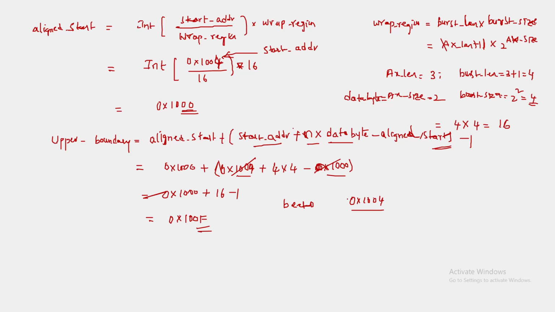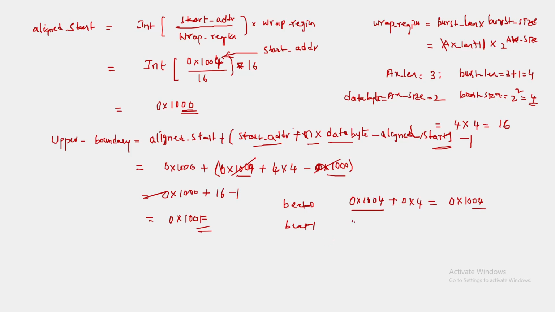For beat 0, what is the value? This is the start address plus n into number of bytes, that is the 0th byte you are considering. The number of bytes is 4, so 0 into 4, then you are getting 0x1004. That is the byte 0 address, my address for the nth value. And again beat 1, because in this way we need to calculate up to 4 beats, right?